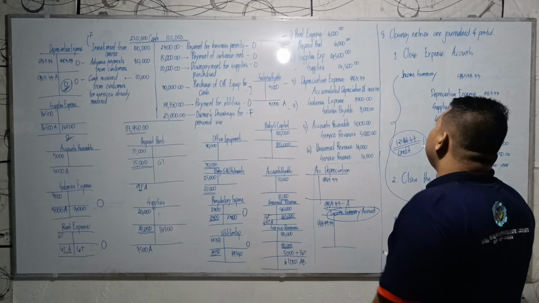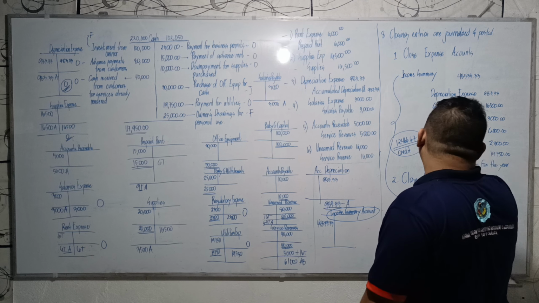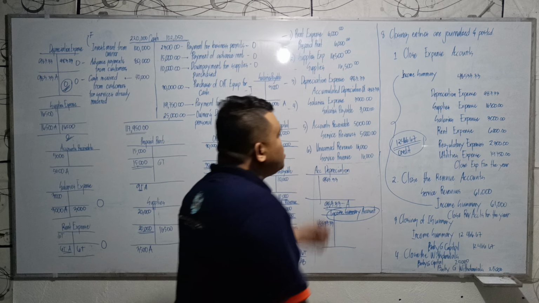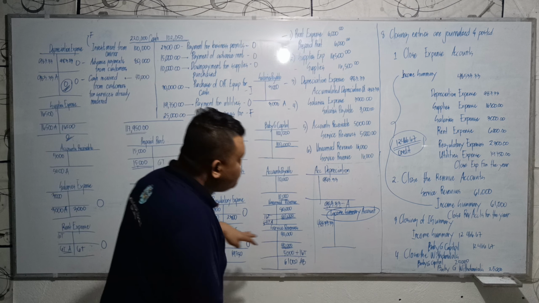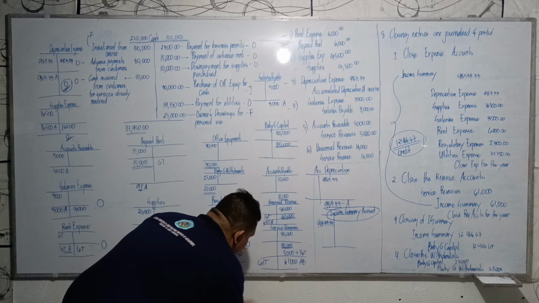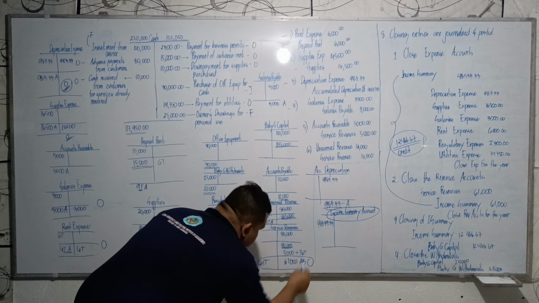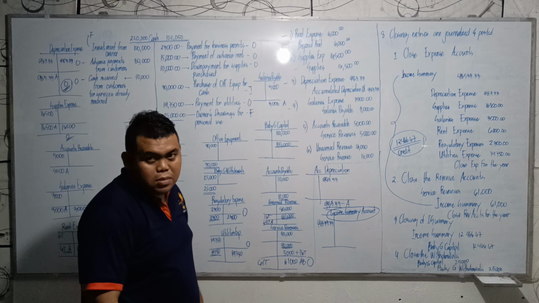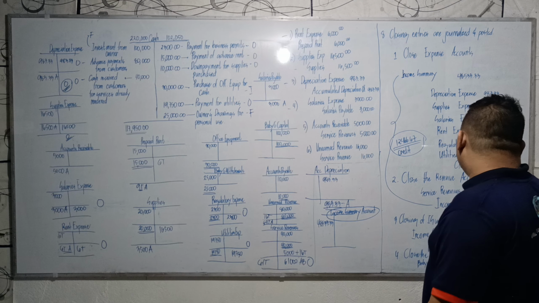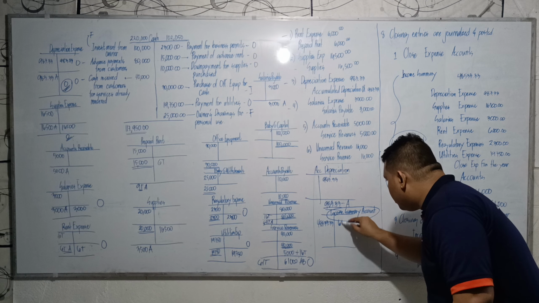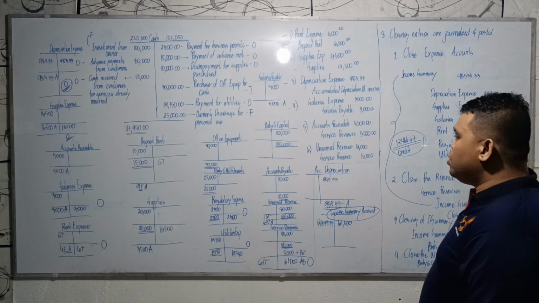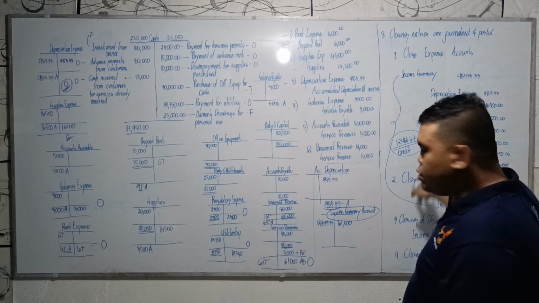So that's it for posting closing entry number 1. Let's go to closing entry number 2, which talks about debiting service revenues by 61,000. So we have to put 61,000 here on the debit, and it will be reduced to zero. That's it. And of course, on the credit side, income summary, credit, so we have to put here 61,000. That's the posting of closing entry number 2.